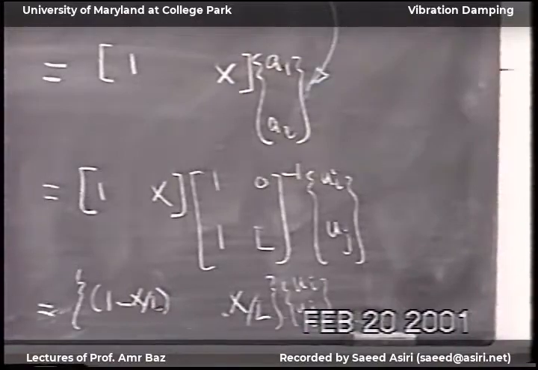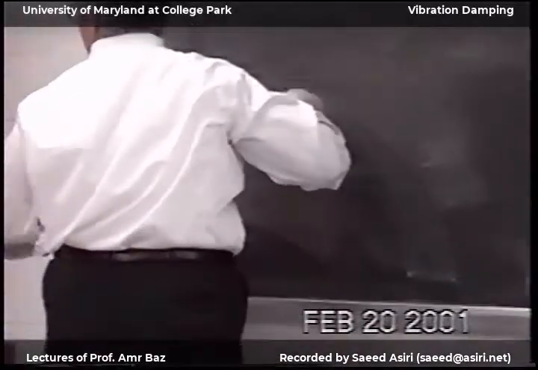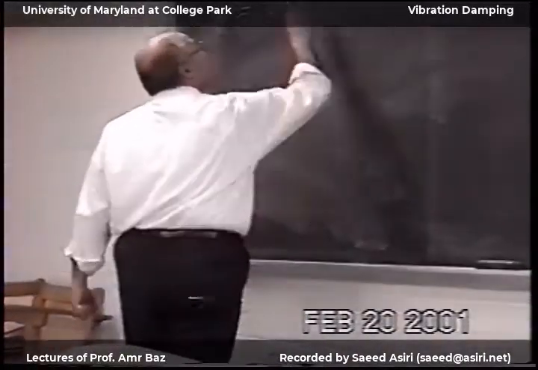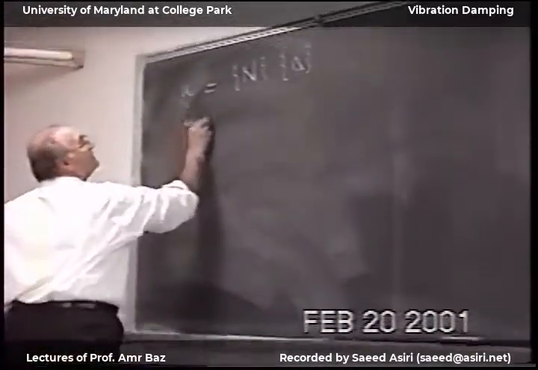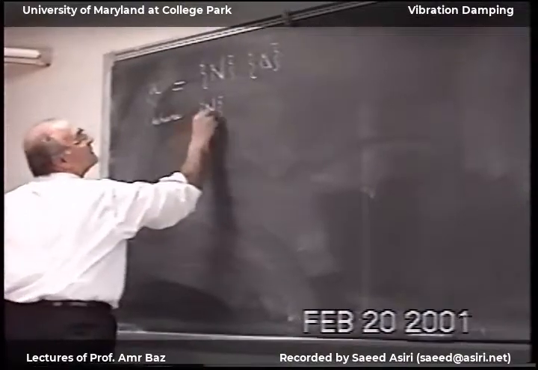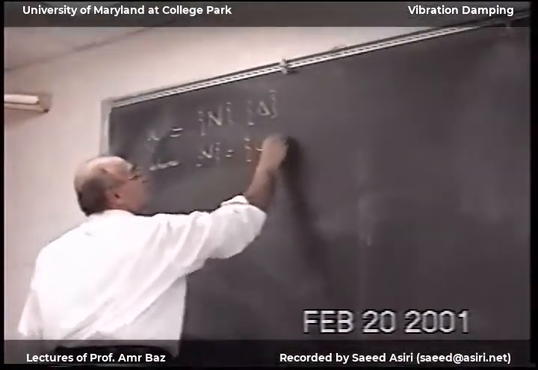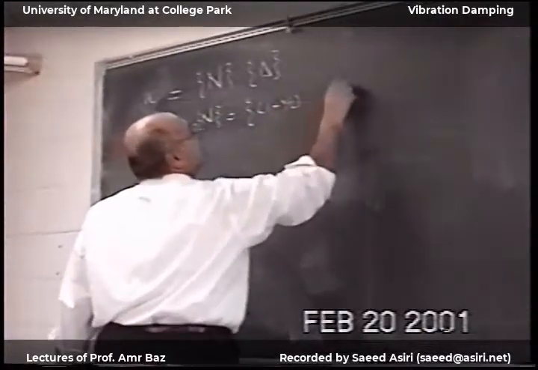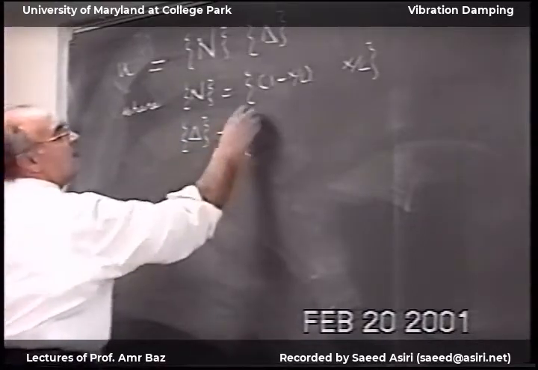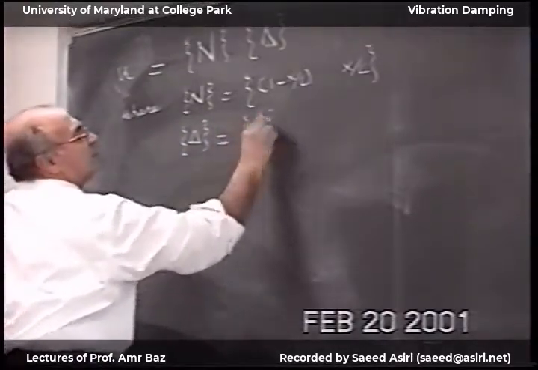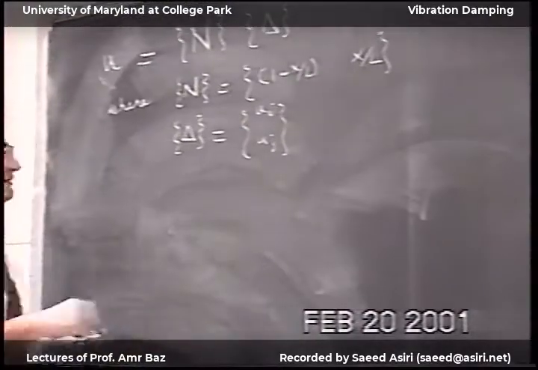So now I'll take this here, then we can write u is equal to some matrix vector N and some delta vector. We'll see here where the N is this 1 by 2 vector, and the delta is the ui and uj. And this is our nodal displacement vector.